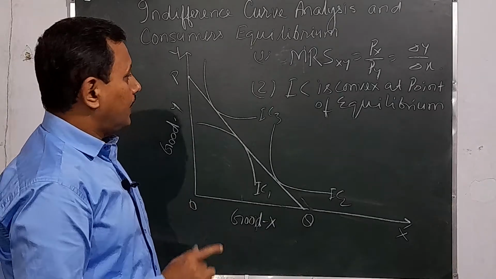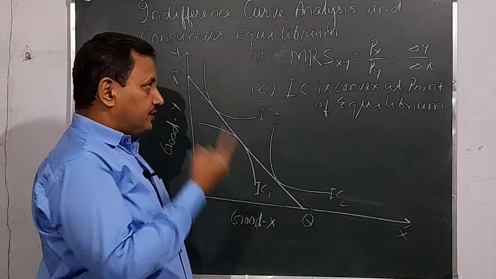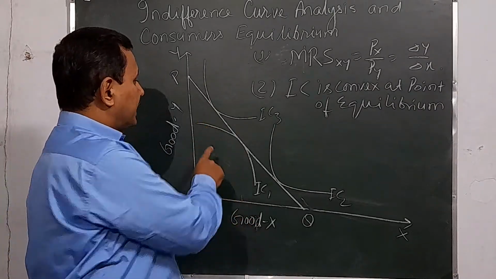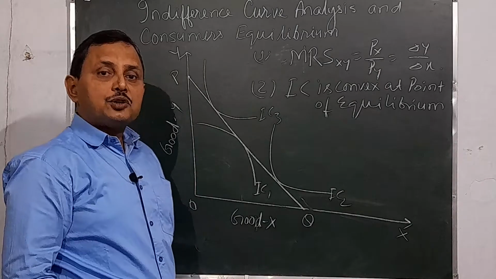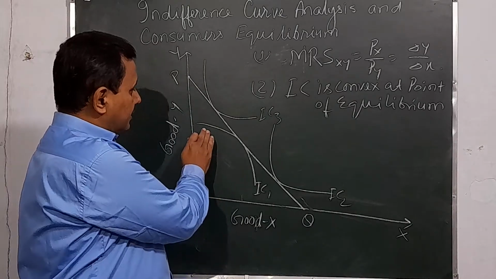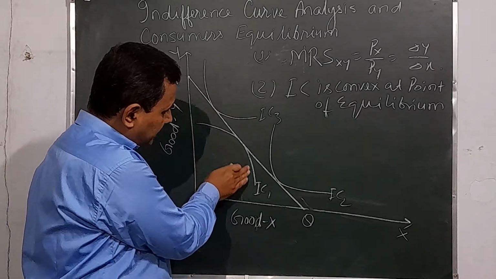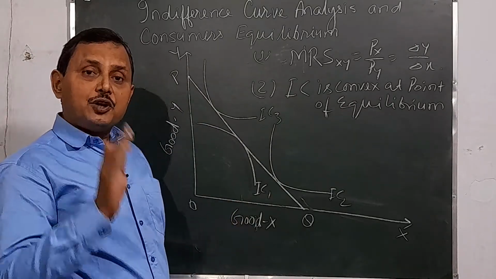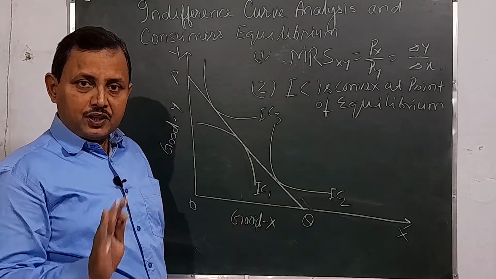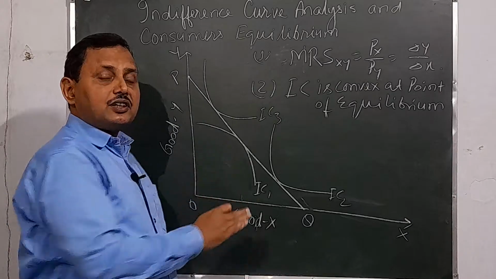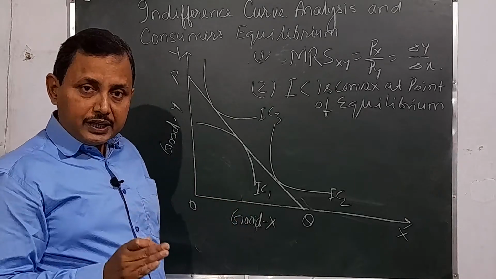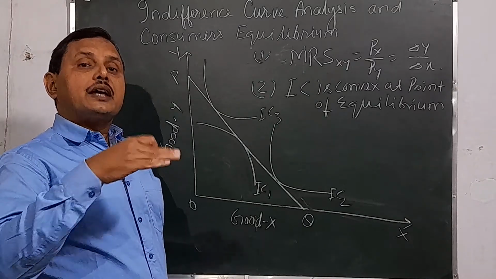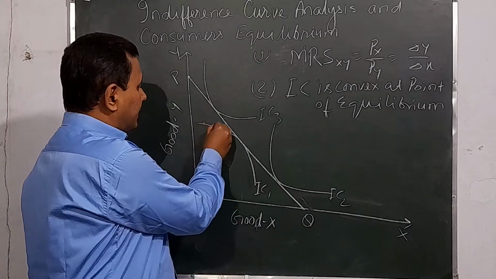Clear? Again, consider the situation that this indifference curve is not convex, it is concave. So what does this mean? When the consumer is increasing the consumption of any good, what is happening? Marginal utility is not decreasing. So this is against the law of diminishing marginal utility, and again the consumer will not be able to reach or strike equilibrium at any point.